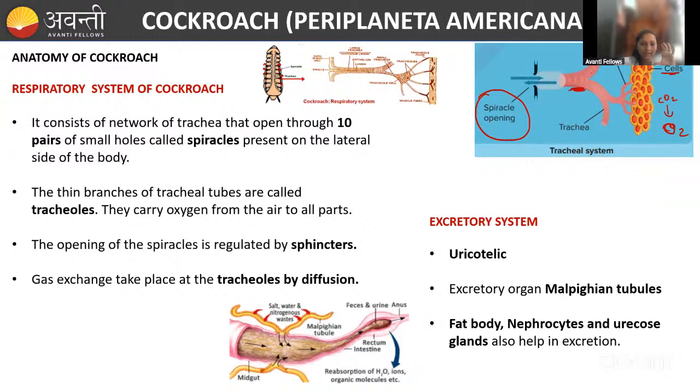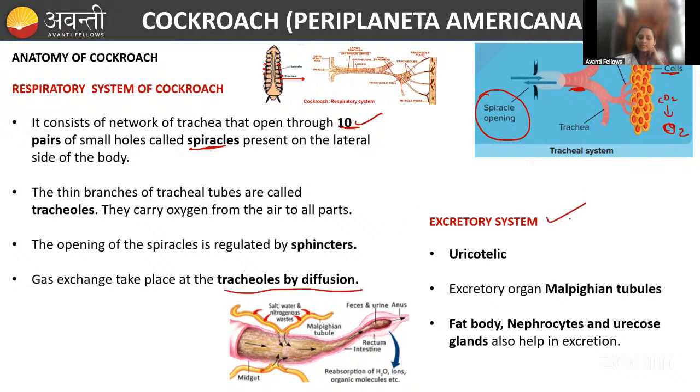I will tell you once again. The cockroach has spiracles on the lateral side of the body, a pore-like opening structure. From the spiracle, the oxygen enters and goes to the trachea. From the trachea to the tracheoles, and the tracheoles exchange the gases between the cells. There will be 10 pairs of spiracles, this side, that side. It is having 10 pairs. Just remember this.